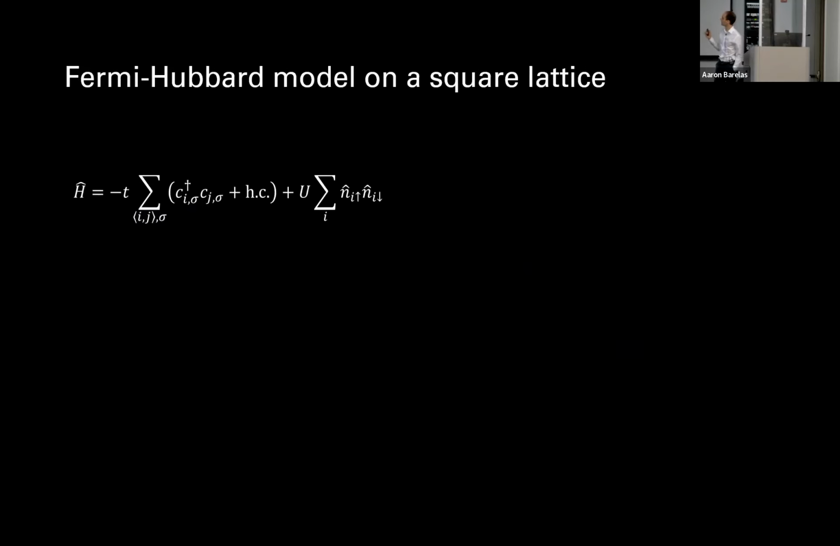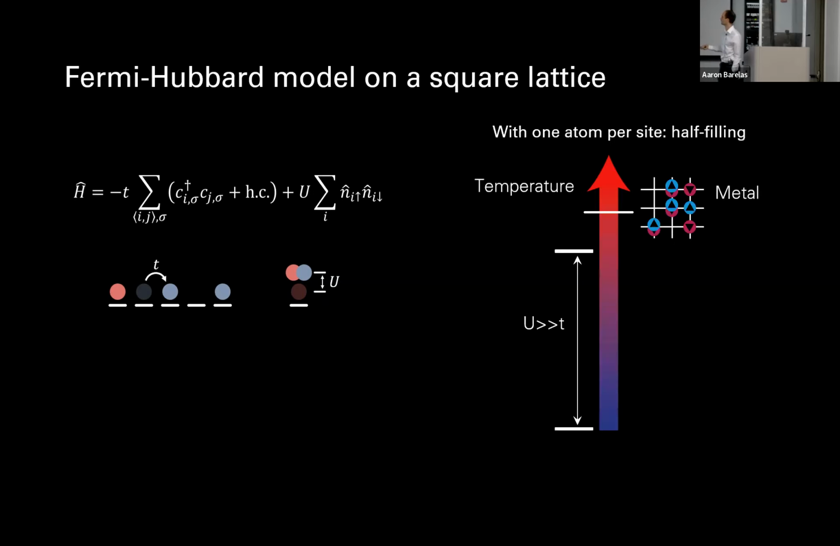So on the square lattice, this Fermi-Hubbard model is written as a Hamiltonian that contains two terms. First is a tunneling term that describes how atoms can be hopping between different sites of a lattice. And there is also an interaction term, U, that describes the energy penalty you have to pay for two atoms to occupy the same site. So two atoms now being described as a spin up or spin down, which are encoded into the hyperfine state of the atoms we are populating.